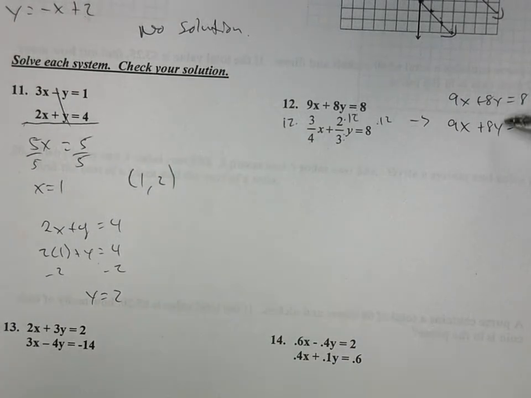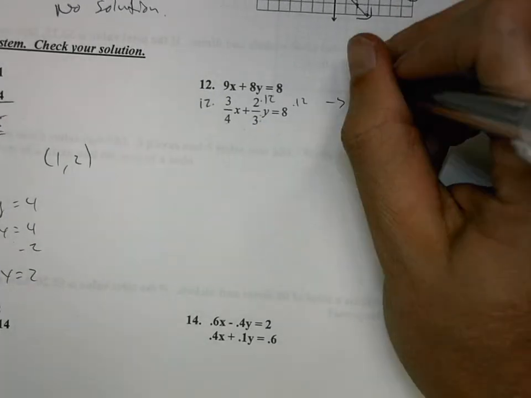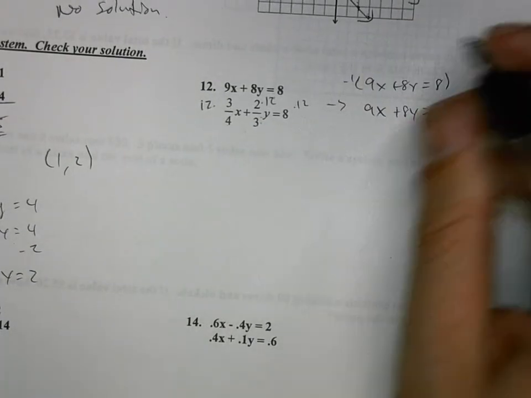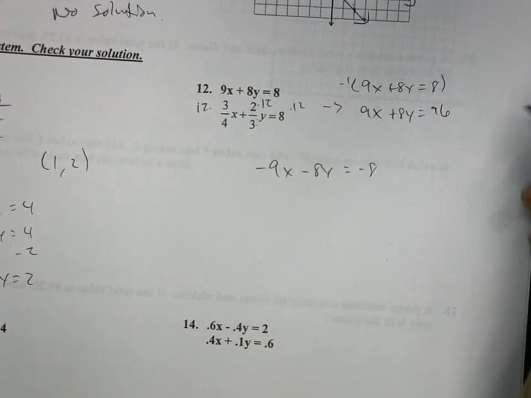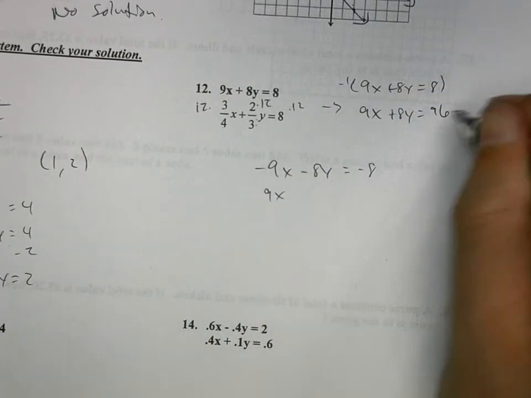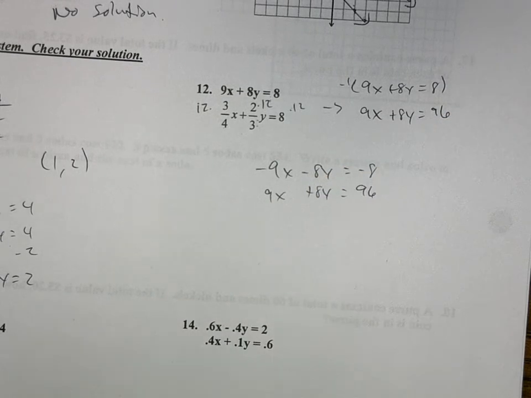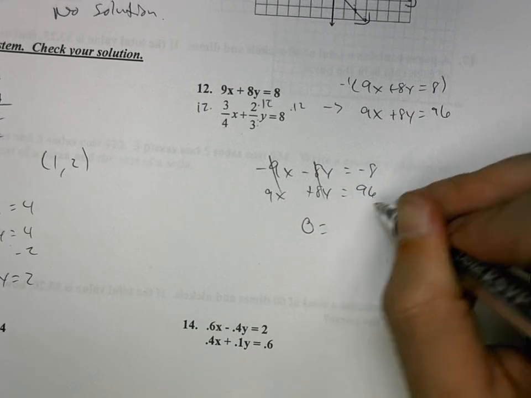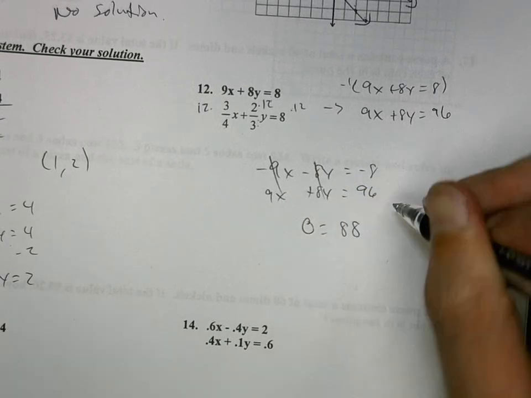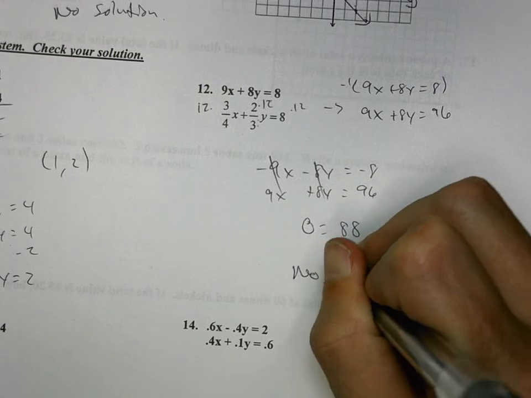And I have equal, but I don't have opposite, so that means I need to multiply everything up here by negative 1. So negative 9x minus 8y equals negative 8. And 9x plus 8y equals 96. Those both cancel and leave you with 0. This gives you 88. And since 0 does not equal 88, you write no solution.